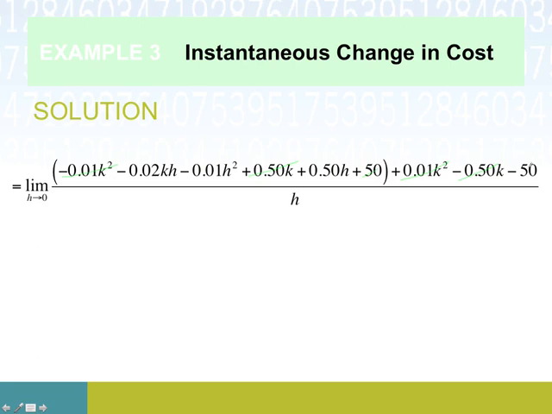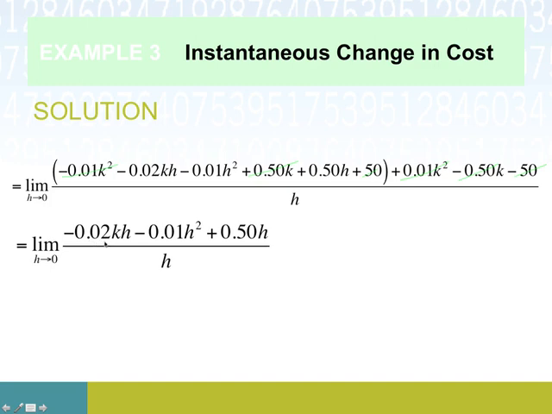We've got a 50 and a minus 50. That's all really helpful because now our expression looks like this. We went from 9 terms down to 6 terms. That's got to be an improvement. But still, we can't really plug in 0 for h.